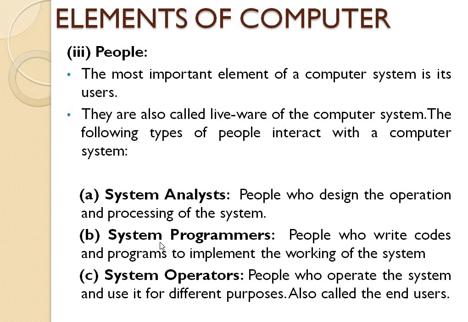System analyst, system programmer, system operator. These three mostly interact with the computer system. The analyst does some processing; they will have data and analyze something. The programmer is one who writes code. The system operator is one who operates a system, whoever is using it. Now I am using this laptop, so I am an operator. At present I am the operator. Whoever the end user is, using it, is called the system operator.